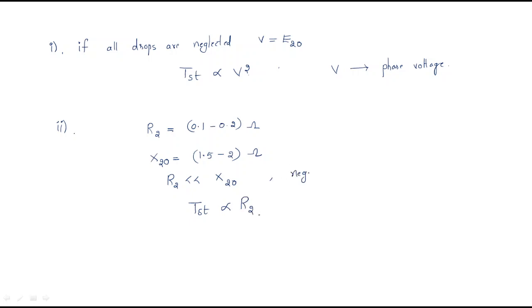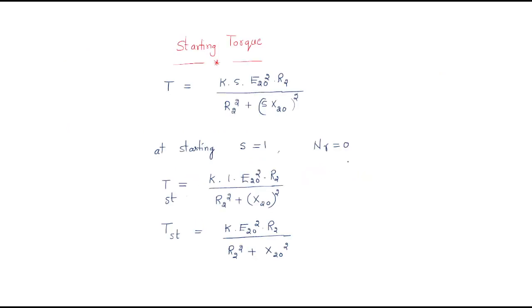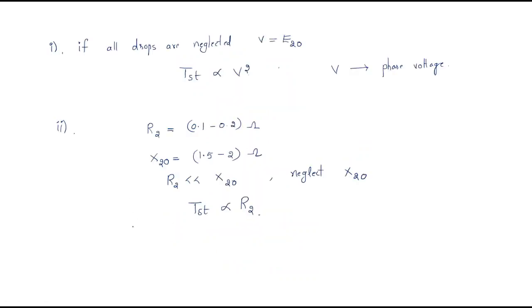Neglect X2 naught. Just look here: the combination R2 square plus X2 square is there, but we can neglect it. And if you add external resistance to the rotor, then the starting torque will be improved. So by adding external resistance, any resistance, we can improve the starting torque.